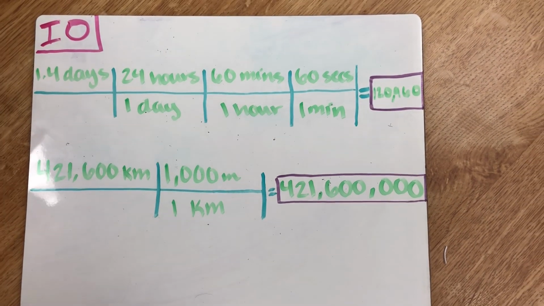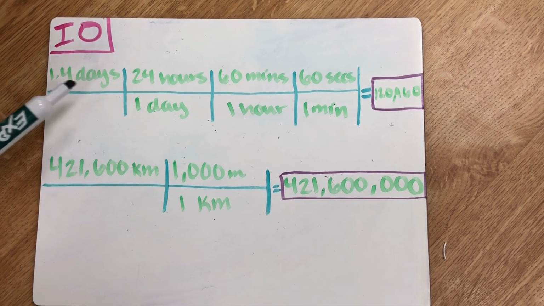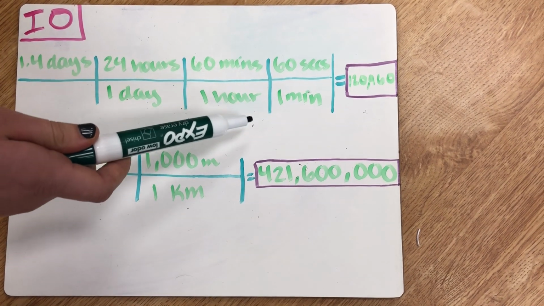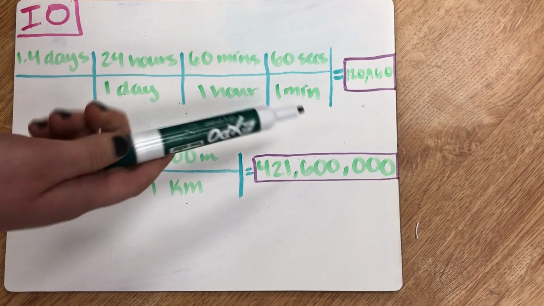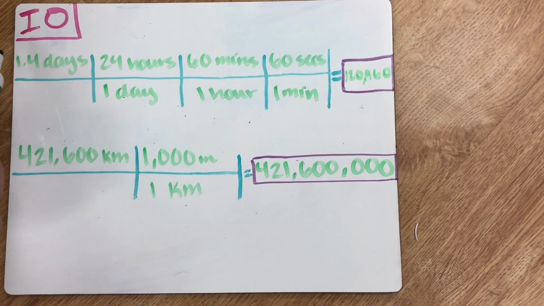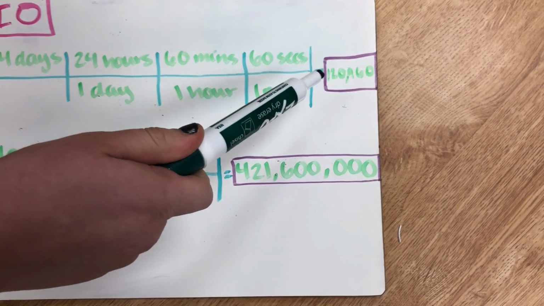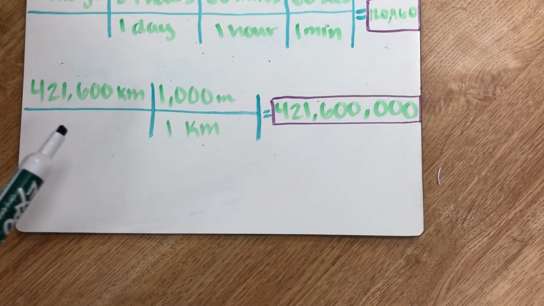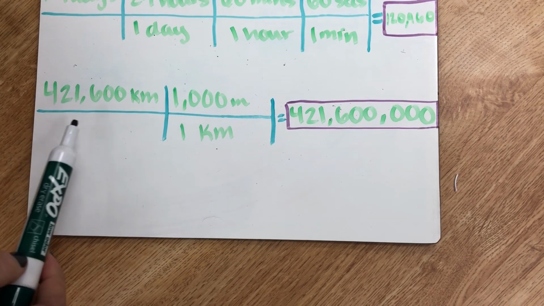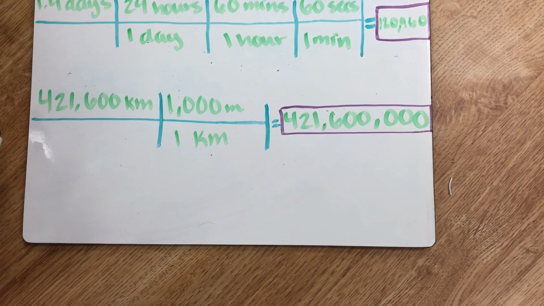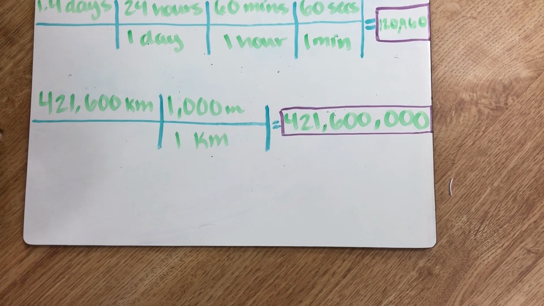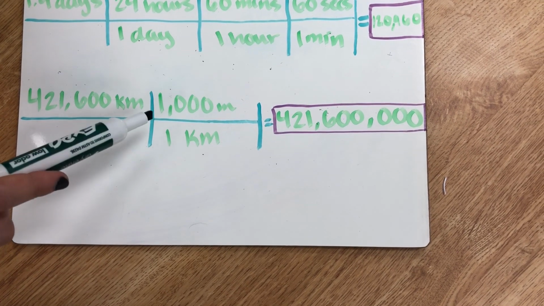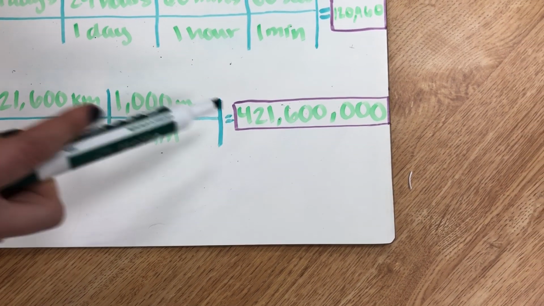I then needed to convert my days down to seconds. To do that, I know that 24 hours is in 1 day, 60 minutes is in 1 hour, and 60 seconds is in 1 minute. You then can multiply the numbers to get our final, that 1.4 days equals 120,960 seconds. We also needed to convert kilometers into meters. This number we got from the radius of the orbit that the moon makes around Jupiter. So this number, for example, was 421,600 kilometers. We then multiplied it by 1,000 to get our final number.